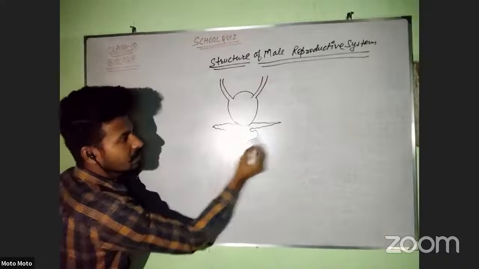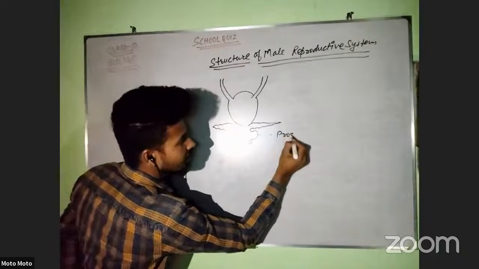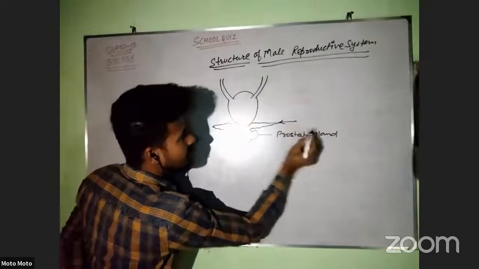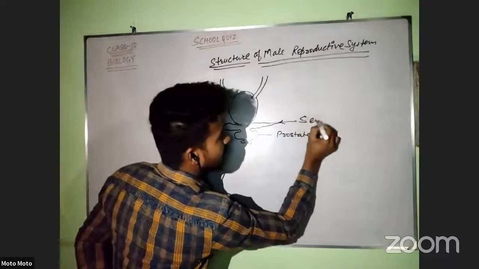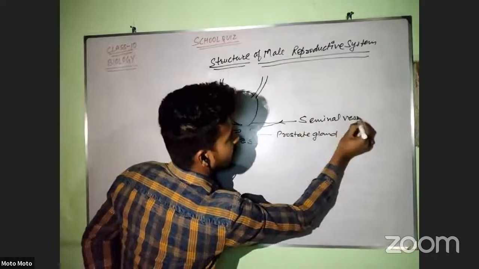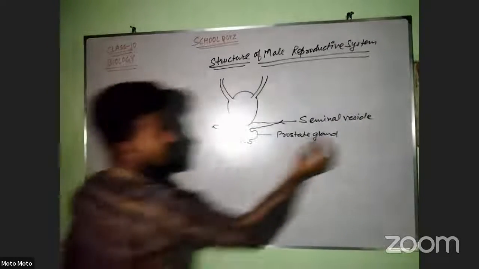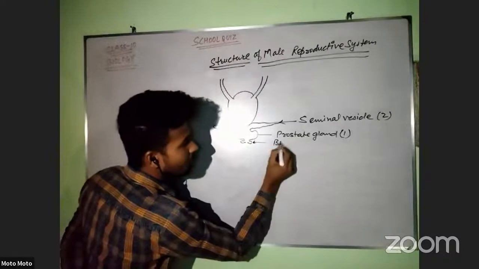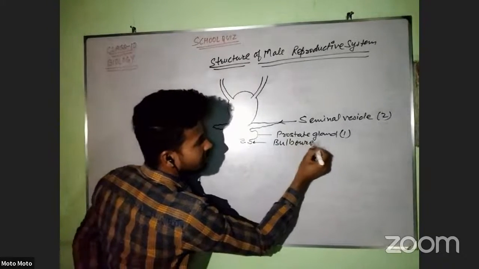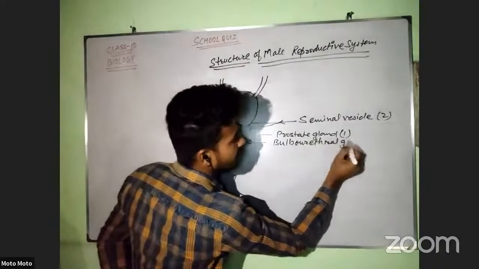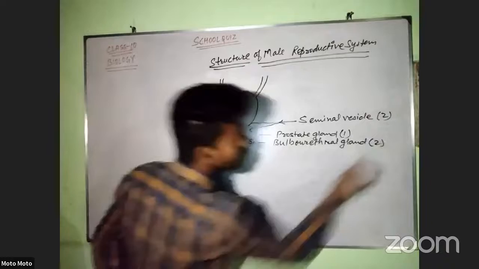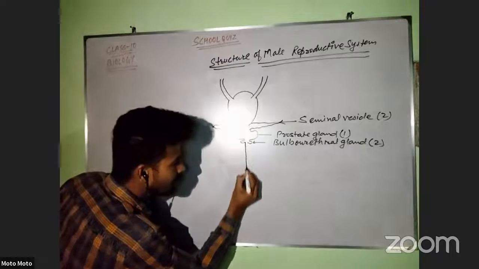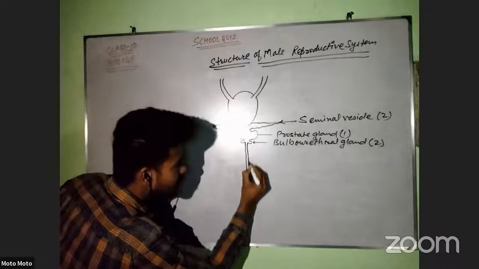This is a single gland, the prostate gland, and this is the seminal vesicle. So the seminal vesicles are two, the prostate gland is one, and this small gland is called the bulbourethral gland, and it is also two in number. Now this will lead to the lower section as a duct.